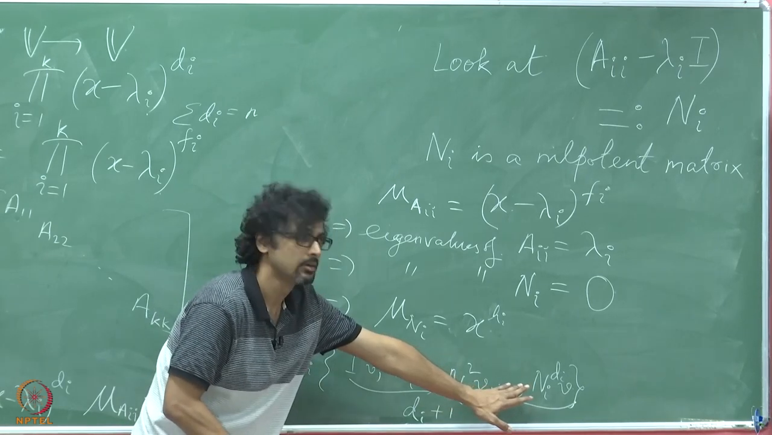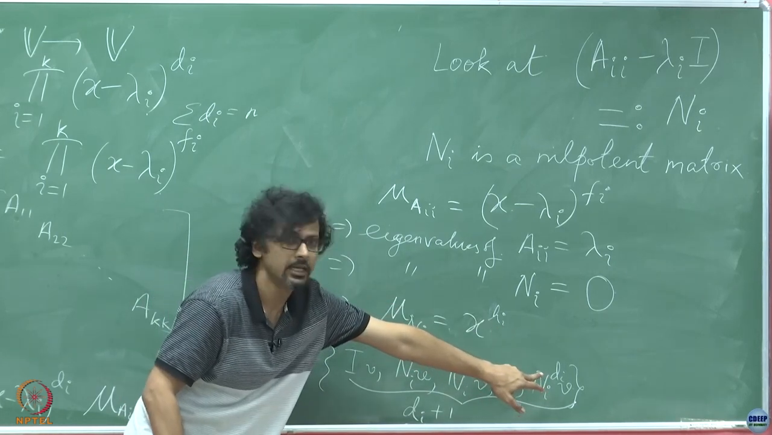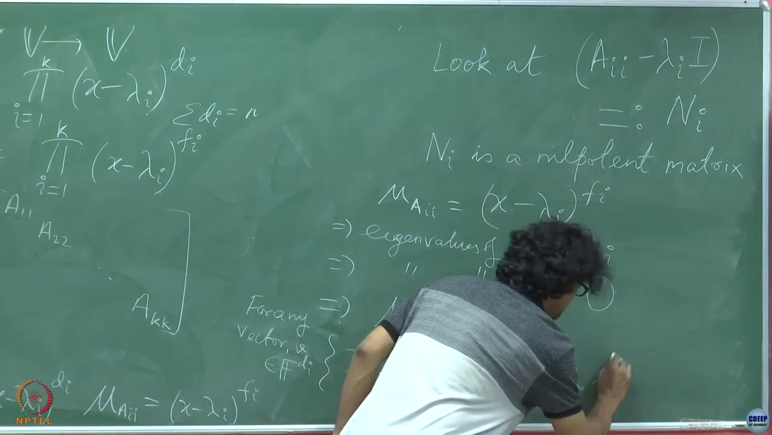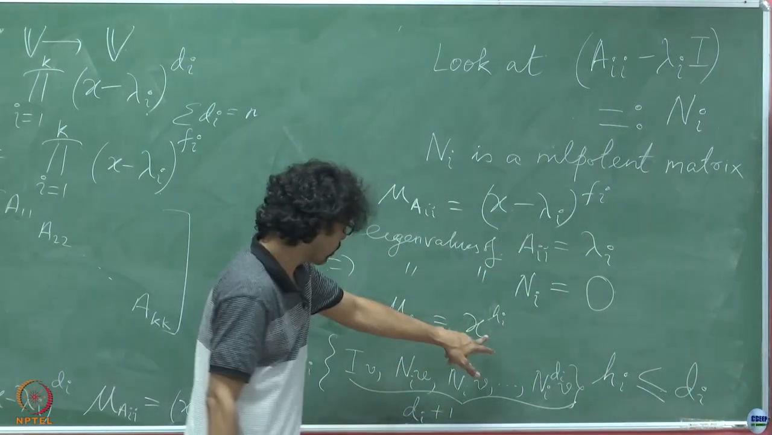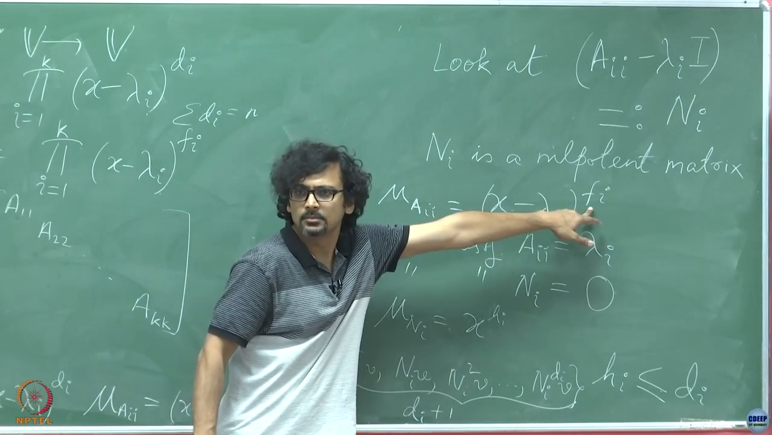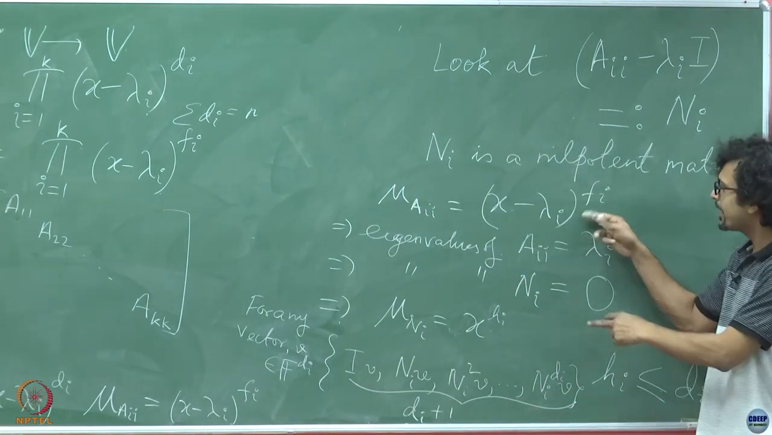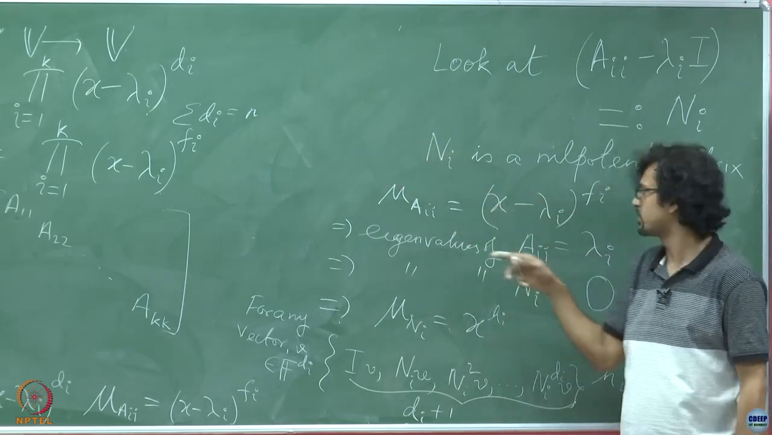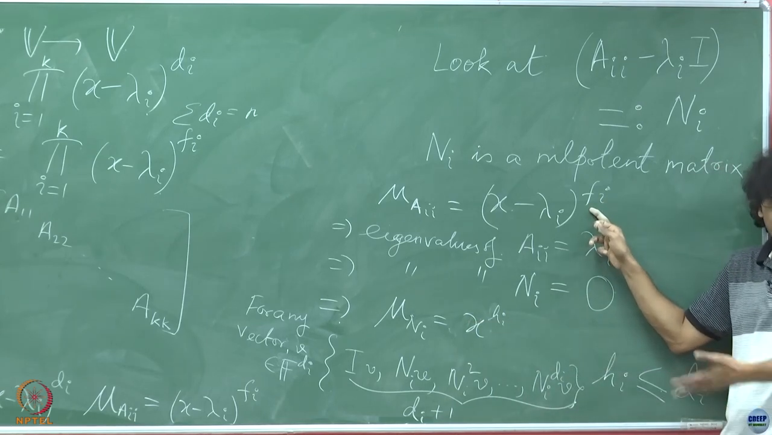So now, can this number hi be any more than di? It cannot, right? So this means that this hi is less than or equal to di. But what is this hi? Hi is nothing but this fi, right? Why? Fi is the original monic polynomial's factor, right? Original minimal polynomial's factor. Now we have constructed this ni. If this hi is any different from fi, then we will have a contradiction.